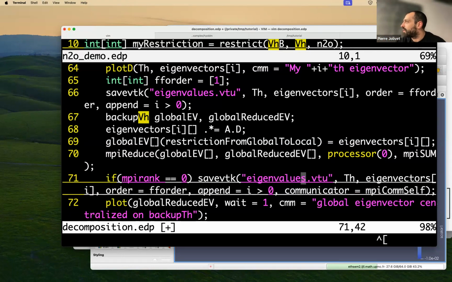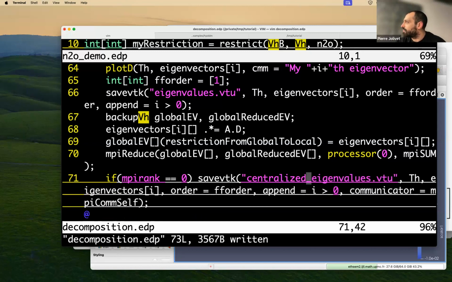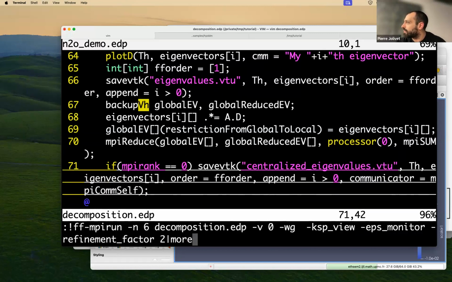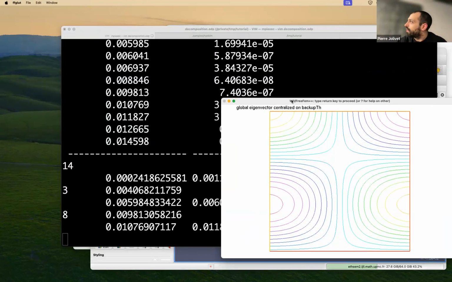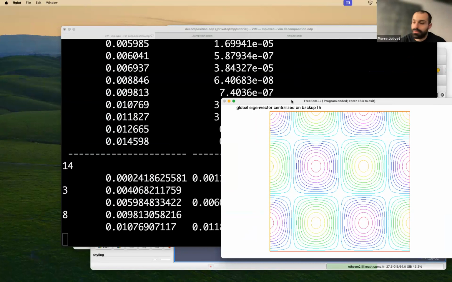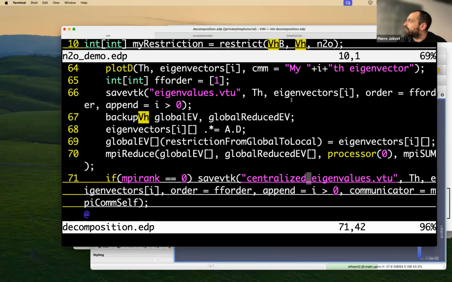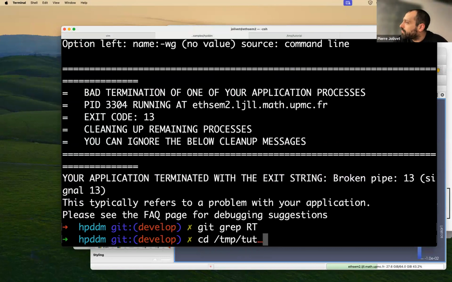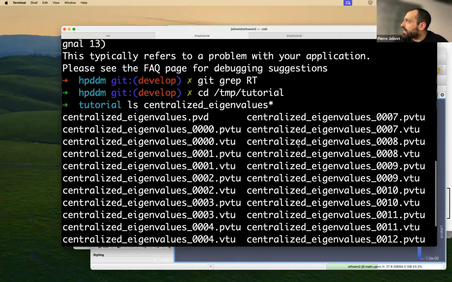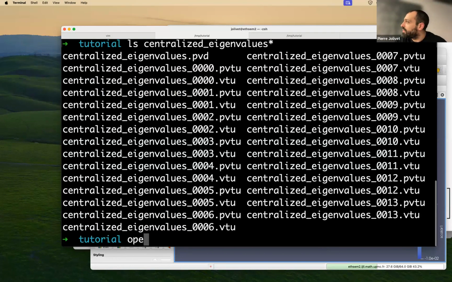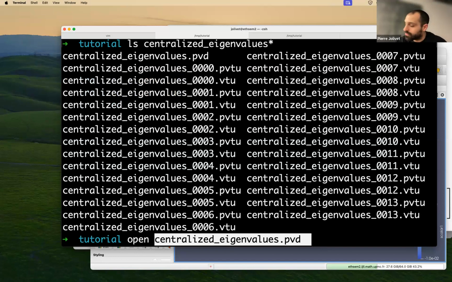And so this is centralized eigenvalues. Okay, let's give it a go. And so just as before, if we go back to the tmp tutorial, and if we look at centralized, we have all our nice eigenvalues. So we open the master file, centralized.pvd, and then ParaView is in charge of doing the heavy lifting for the movies and so on and so forth.